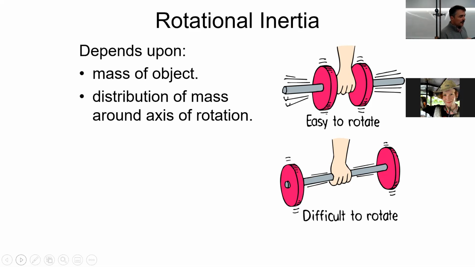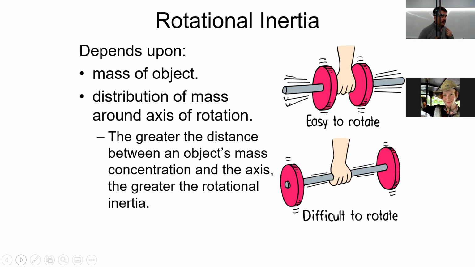So it depends on the mass of the object, and also the distribution of the mass around the axis of rotation. The greater the distance between the mass of an object and the axis of rotation, the greater the rotational inertia.